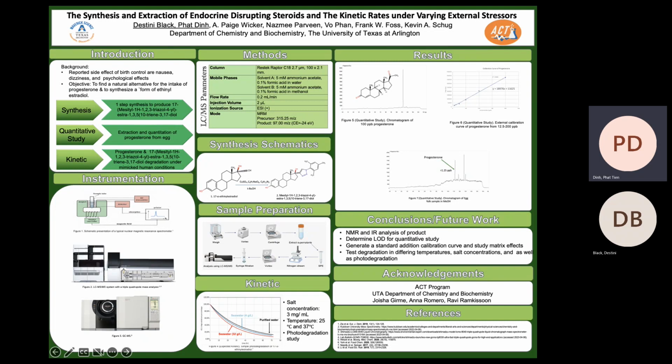We're using a C18 column with the mobile phase being water and methanol. We also have additives such as ammonium acetate and 0.1% formic acid. We're using ESI in the positive mode, and we're looking for a precursor ion at 315.25 m/z and a product ion at 97.